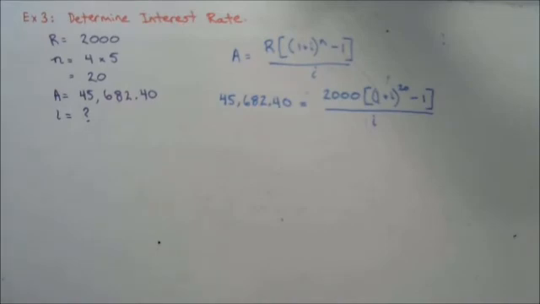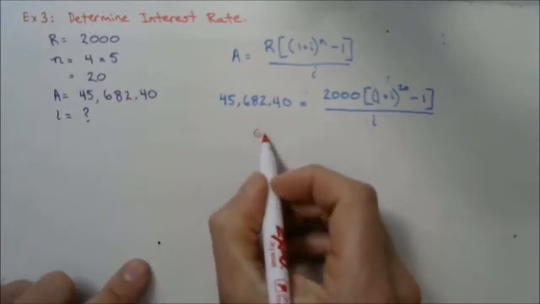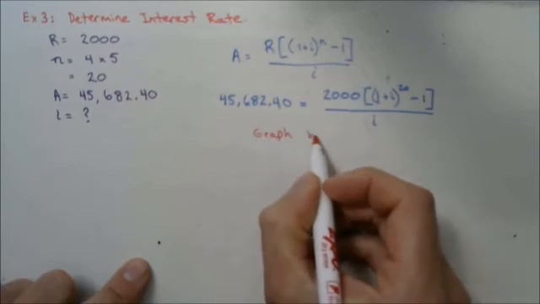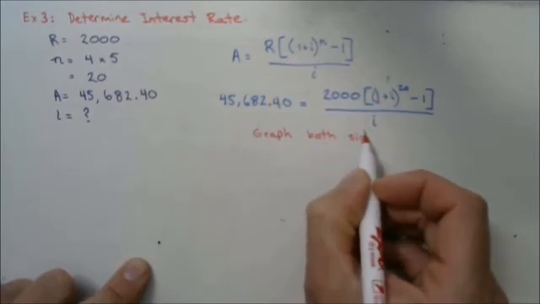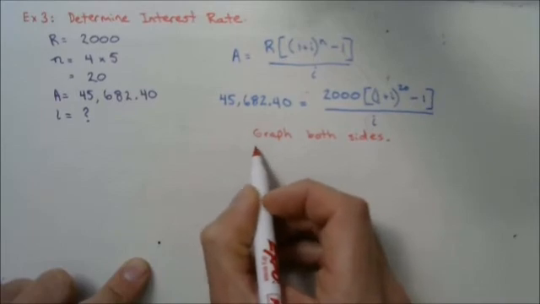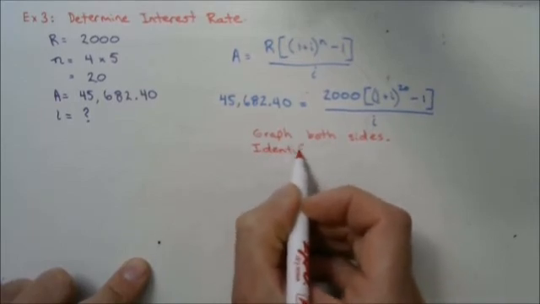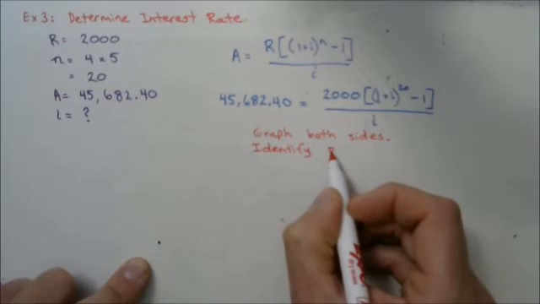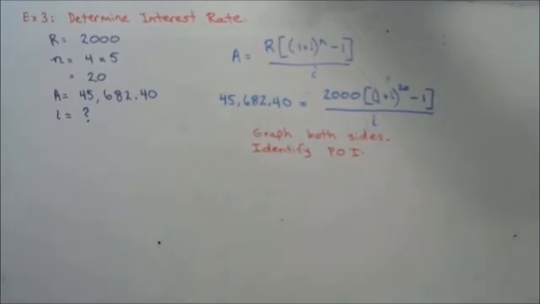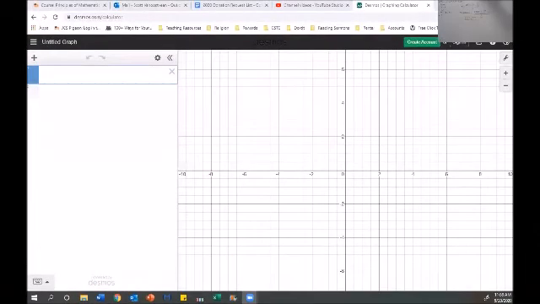What are we going to do? Graph both sides. Identify the point of intersection, POI. All right, let's head over to Desmos. All right, we are over here in Desmos. I am going to graph the left side of the equation. That is y equals 45,682.4.